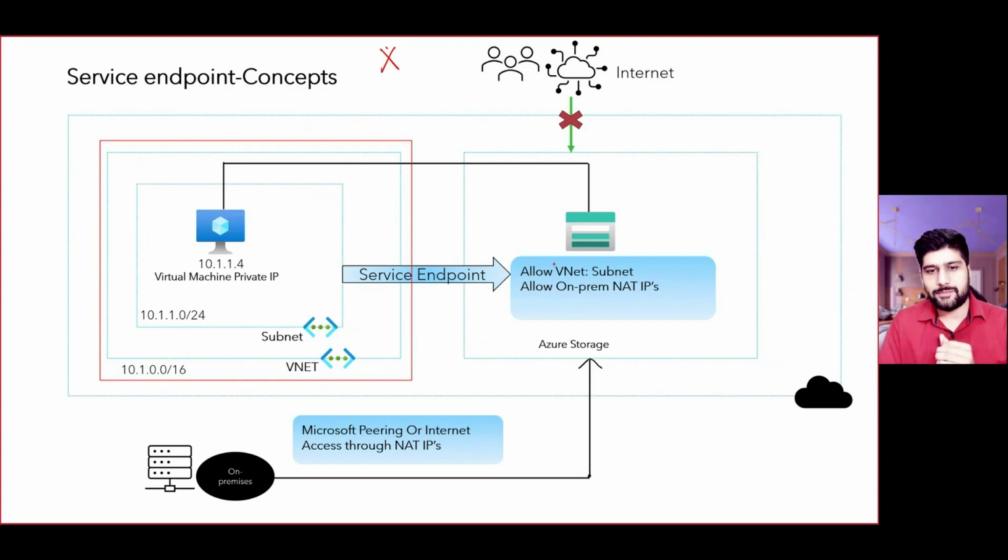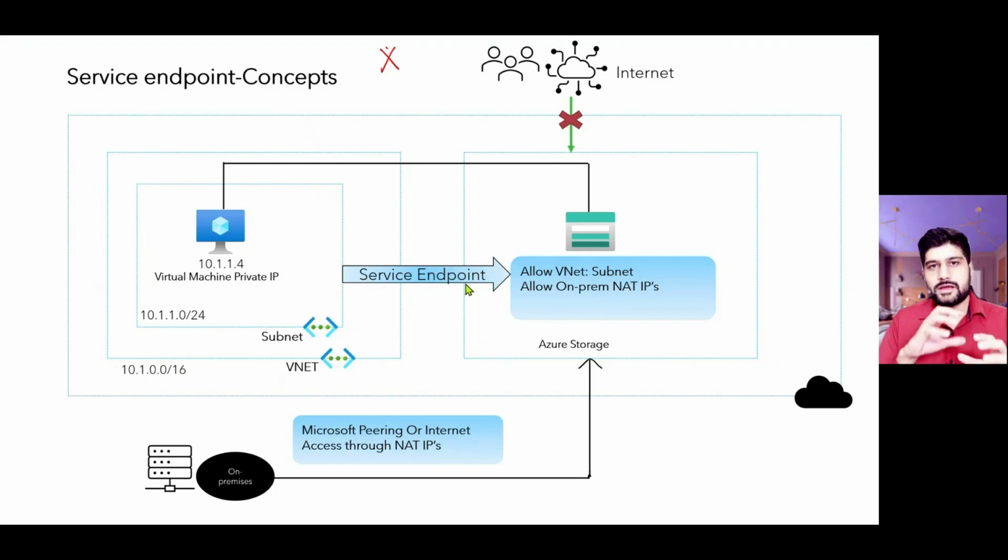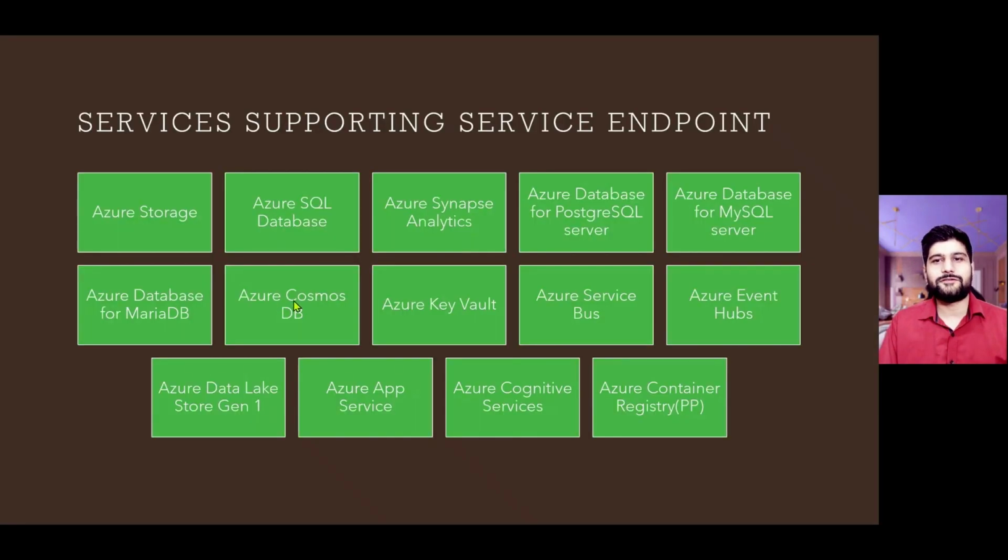Lot more services can be part of this. So essentially, just to recap, service endpoint helps you to connect to any PaaS service of Microsoft, and it helps you to establish those connections over Microsoft backbone. You're not traversing over the internet in order to connect to those PaaS services. Now, you will ask me, so what are the different services that support service endpoint?